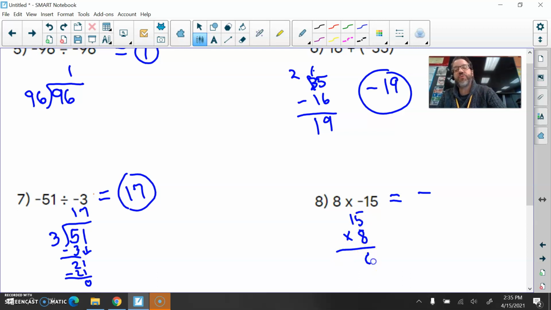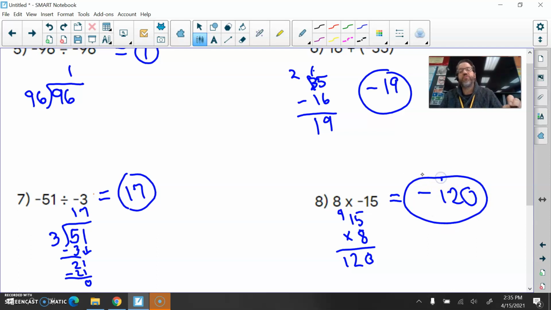8 times 5 is 40. There's my 0. Bring the 4 over here. 8 times 1 is 8, plus 4 is 12. So I have 120, and remember, my answer will be negative since there is only one negative sign here. Negative 120.